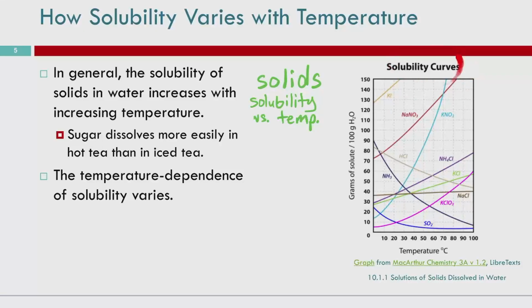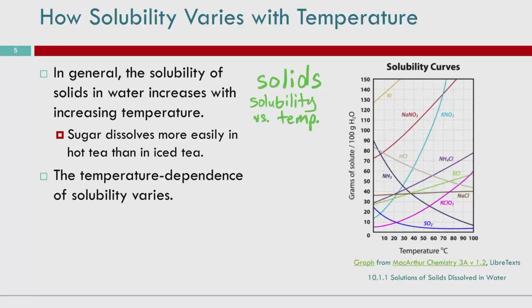So in our graph, we've got solubility curves. We've got a bunch of different chemicals here. On our x-axis, we have temperature. So as we're moving left to right, we're increasing temperature. And on the y-axis, we've got the grams of solute per 100 grams of H2O. So that's our solubility. So as we're going up, that means that we're increasing our solubility.